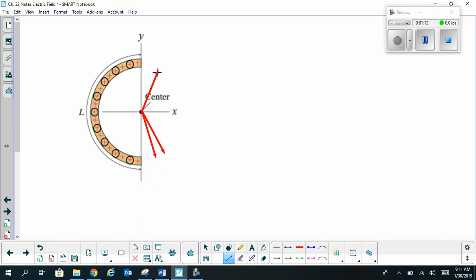And notice it has some symmetry to this first one that we drew, right? So they're the same size since they're equidistant from the half arc of charge.